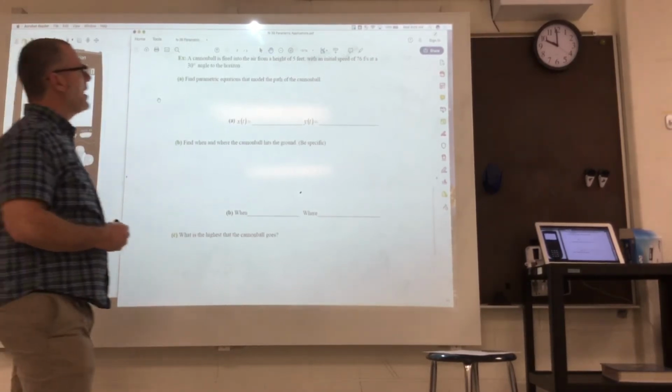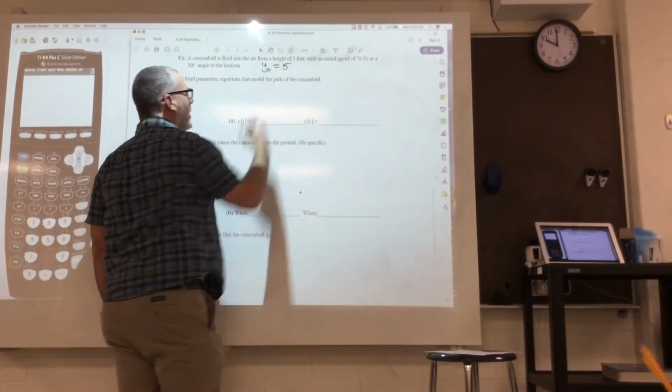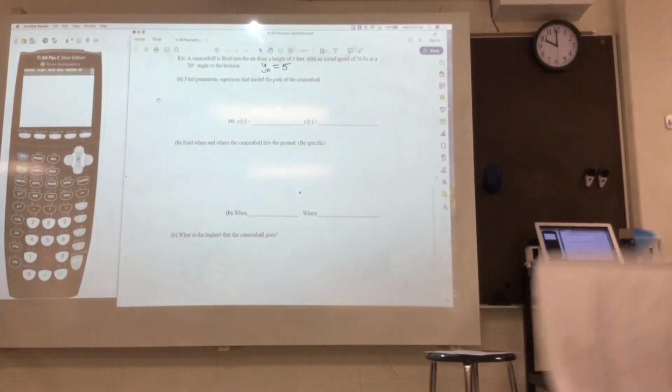So here we go. A cannonball is fired into the air from a height of 5 feet. Y naught equals 5, initial height.